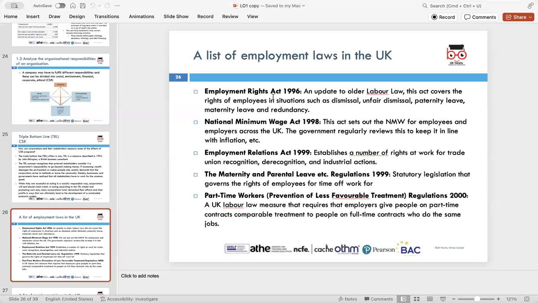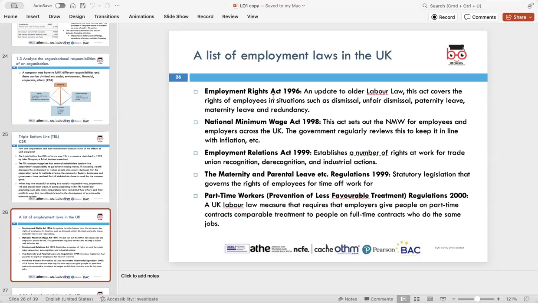The National Minimum Wage Act of 1998 is a piece of legislation that establishes the national minimum wage for both employees and businesses in the United Kingdom, keeping in line with inflation and other factors. The government conducts frequent evaluations of it.